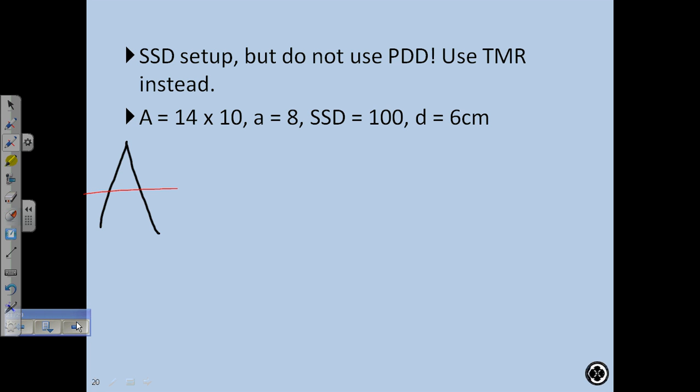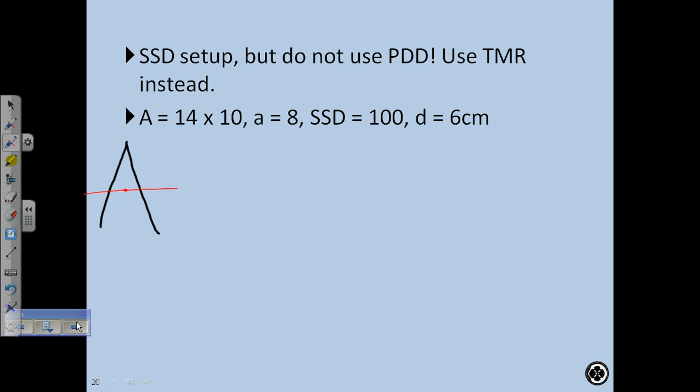14 by 10. So the field size, the collimator setting, is 14 by 10. So when I say SSD is 110, 120, whatever, if I tell you the collimator setting is 14 by 10 in this case, that's the field size at 100, no matter what the setup is. So that's not going to change. The collimator setting does not change depending on SAD or SSD. So 14 by 10 at 100.